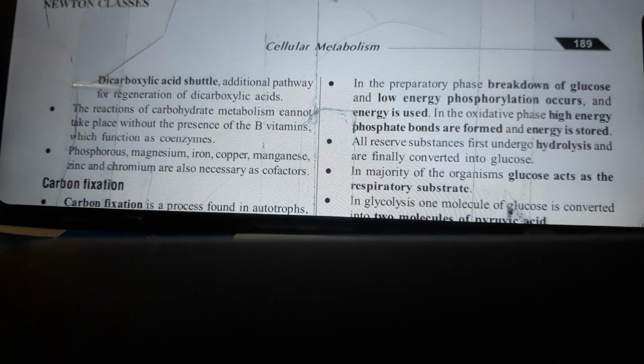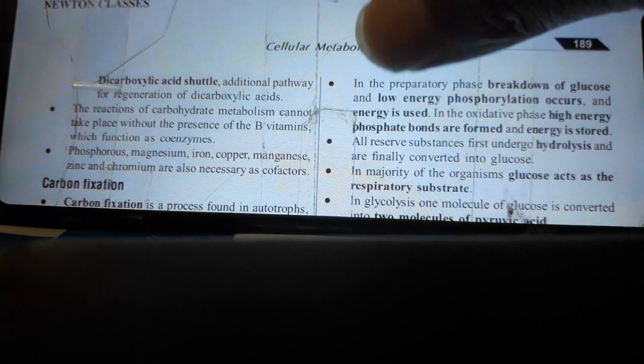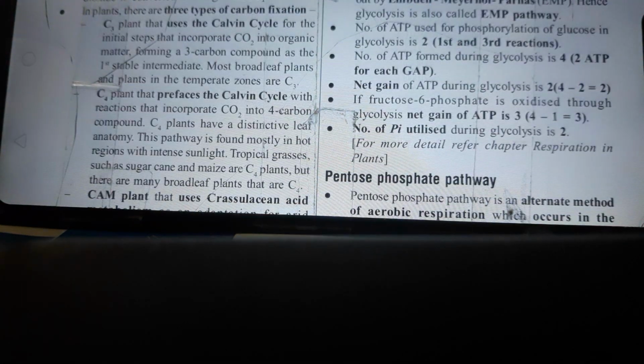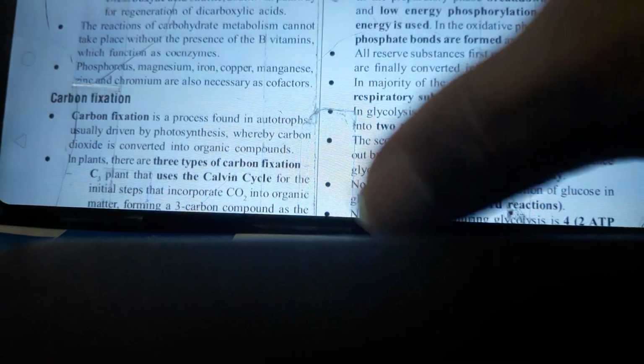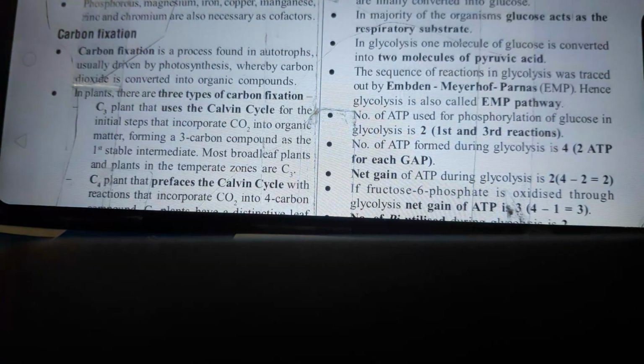Okay, dicarboxylic acid shuttle, an additional pathway for regeneration of dicarboxylic acids. The reactions of carbohydrate metabolism cannot take place without the presence of the B vitamins, which function as coenzymes, and phosphorus, magnesium, iron, copper, manganese, zinc, and chromium, also known as cofactors.